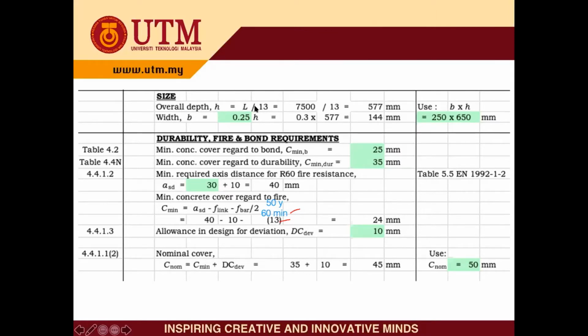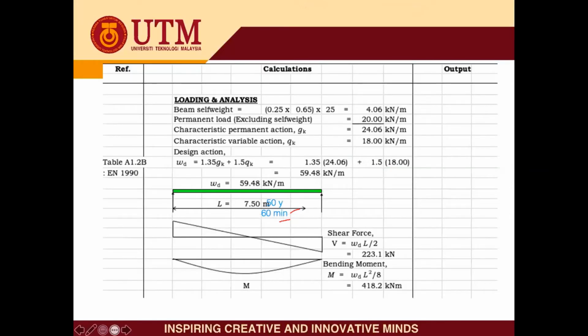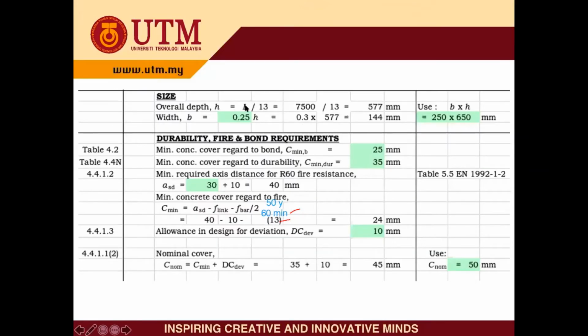H is equal L over 13. So if you don't want this, you can change to 15, something like that. It is 13 to 18. So we have 577. B is 0.3 actually here, 1.4. So we have 256.50. Just now we have this.